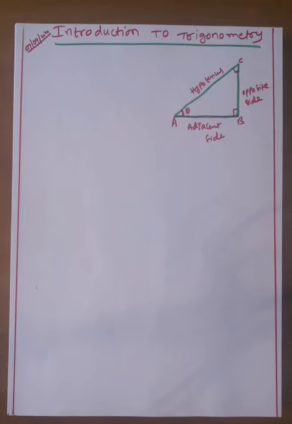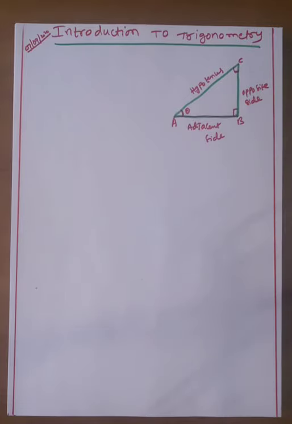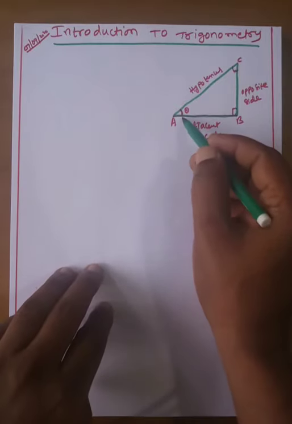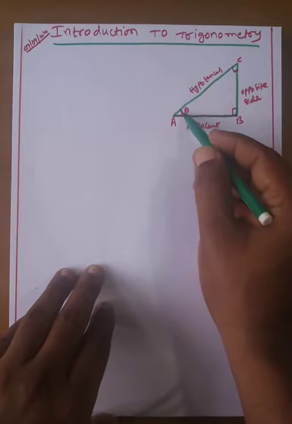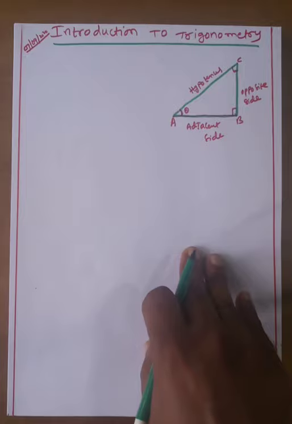Now, ratio means the two quantities have the same units. Here observe that AB, BC, CA are the lengths of the sides, in centimeters or meters. First, sine of the angle. Sine of the angle is the ratio of the opposite side to the hypotenuse. Suppose the angle at A, that is angle BAC, is theta. That is sine of the angle A.